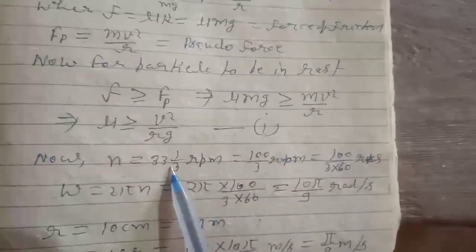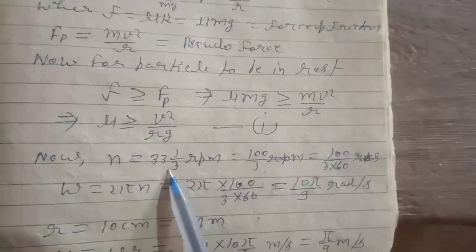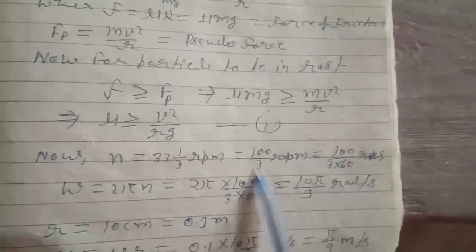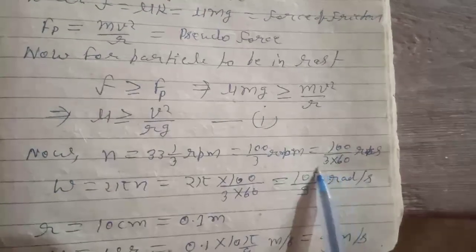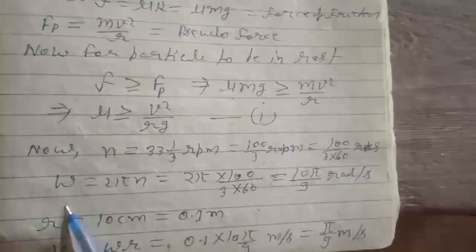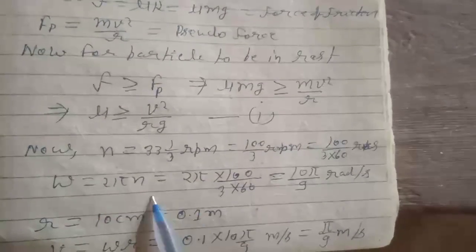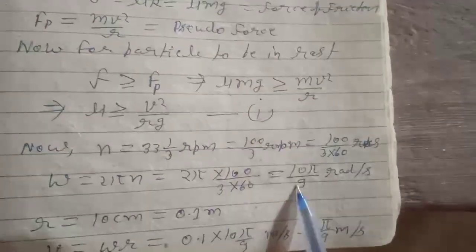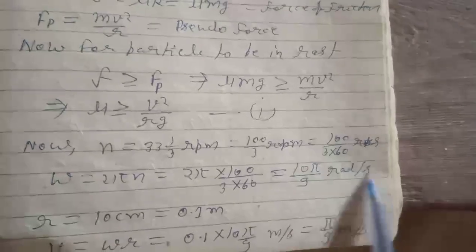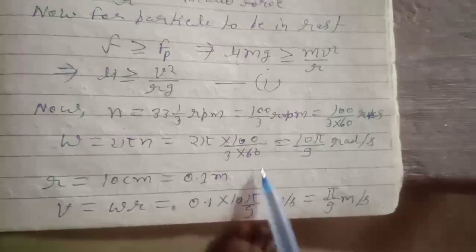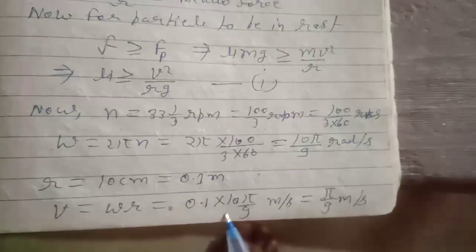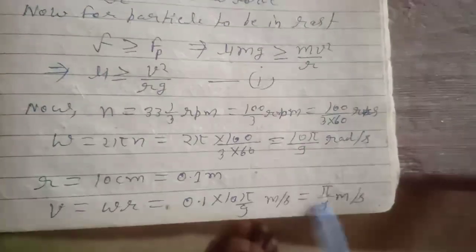Question 1. Now n is given as 33 1/3 rpm, that is 100 by 3 rpm, or 100 by 3 into 60 rps, and omega, that is angular velocity, 2 pi n, equal to 2 pi into 100 by 3 into 60, equal to 10 pi by 9 radian per second. Again given r equal to 10 cm, equal to 0.1 meter in SI unit, so v equal to omega r, 10 pi by 9 into 0.1, equal to pi by 9 meter per second.